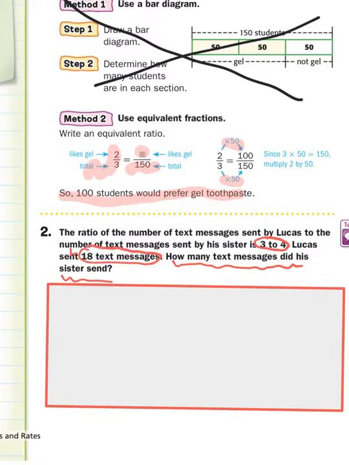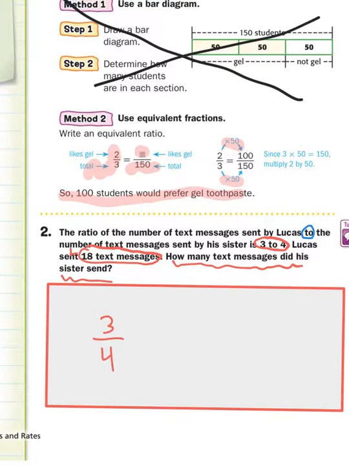All right, so first off, we have to write that ratio we know first, which is 3 to 4. But it's going to be very important to label what the 3 is and what the 4 is, because that's going to help us know where we put our 18. So watch when I go back in the problem. I want to figure out who has the 3, who has the 4. So I'm going to switch to blue, and I'm going to read the first sentence again. The ratio of the number of text messages sent by Lucas to the number of text messages sent by his sister. So what comes first in that sentence?